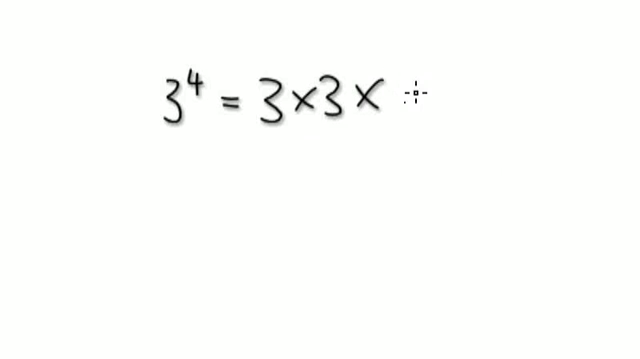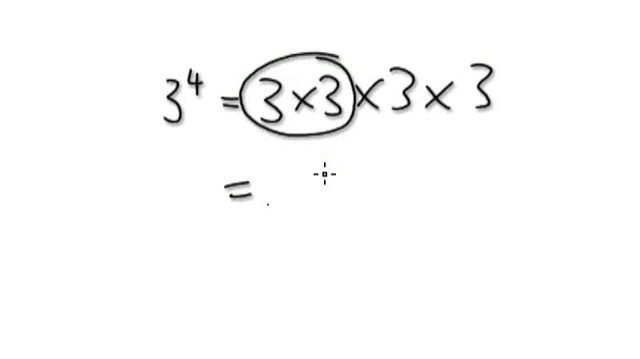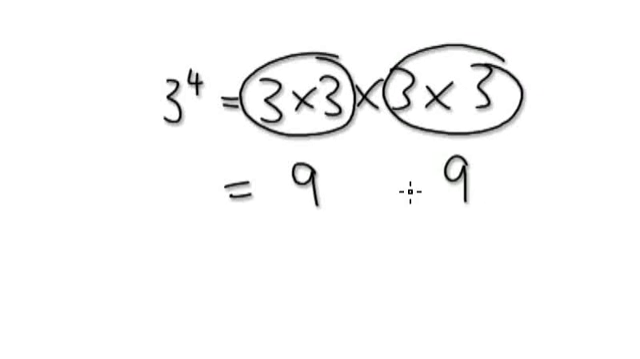So if you have 3 to the power of 4, a quick way of doing it is probably like this: times 3 times 3. Merge these two together. That's 9, and then merge these two together. Well, that's 9. Remember, they're all multiplying each other. So now it's 9 times 9, which is 81.